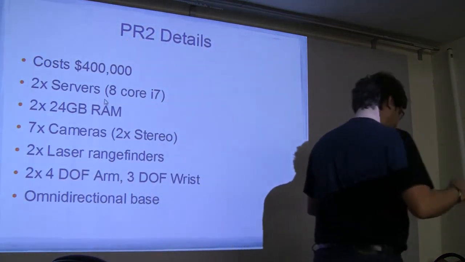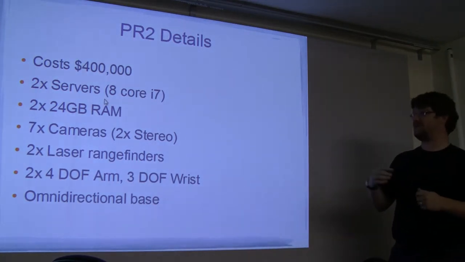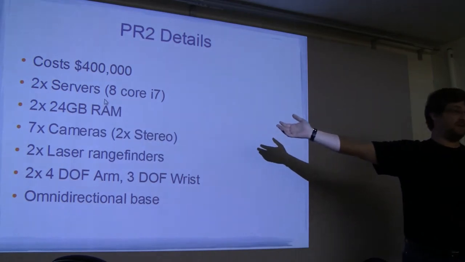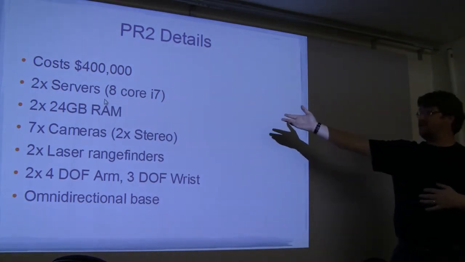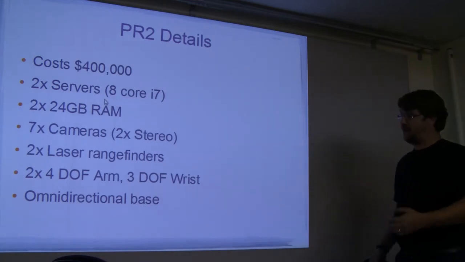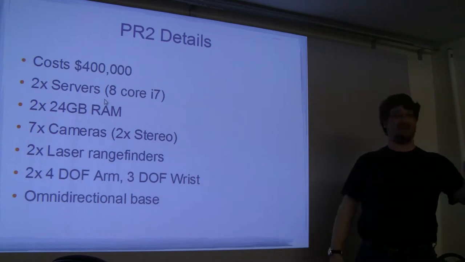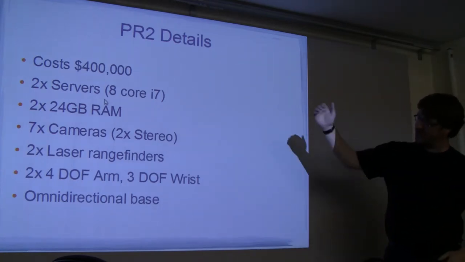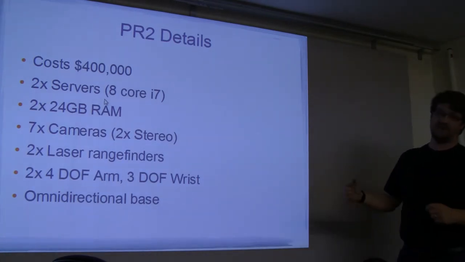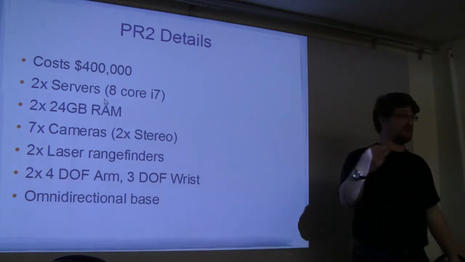This is the PR2, which is the mother of what they produced ROS for. As you can see, the cost is extremely expensive. It has two servers, running 8 cores on an i7, has 48 gig of RAM, has 7 cameras, 2 of them being stereo, has 2 laser rangefinders, 2 arms that are 4 degrees of freedom, and a 3 degree of freedom wrist attached to it, so a total of 7 degrees of freedom for each manipulator.